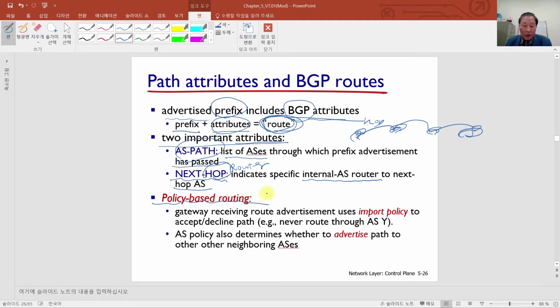This policy-based routing is very important in this BGP protocol. A gateway receiving a route advertisement uses import policy to accept or decline paths. For example, never route through autonomous system Y. And I will explain a little bit more with an analogous example.